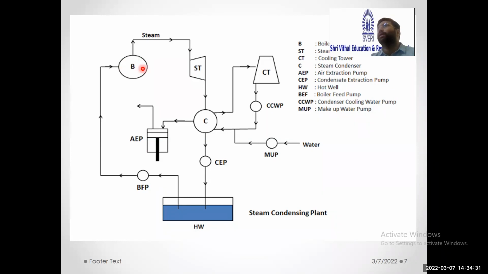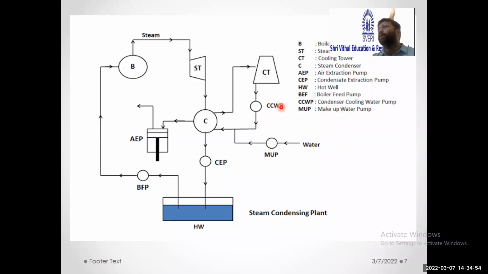So what is the function of the boiler? To provide the steam. What is the function of steam? To rotate the shaft of the turbine, correct? Then the outlet is steam. This steam is supplied to the condenser. Now how will steam be condensed in the condenser? For that we require cooling water.